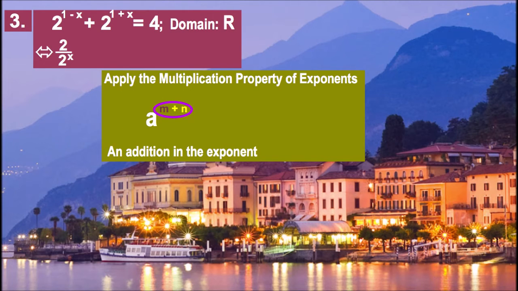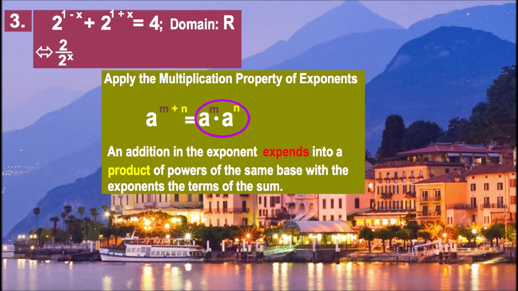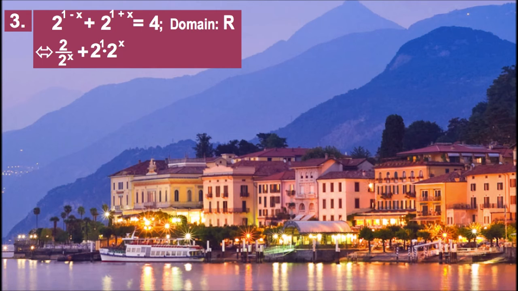Apply the multiplication property of exponents, which we know to be an addition in the exponent expanding into a product of powers of the same base with the exponents the terms of the sum. So 2 raised to the power 1 plus x is equal to 2 raised to the power 1 times 2 raised to the power x.